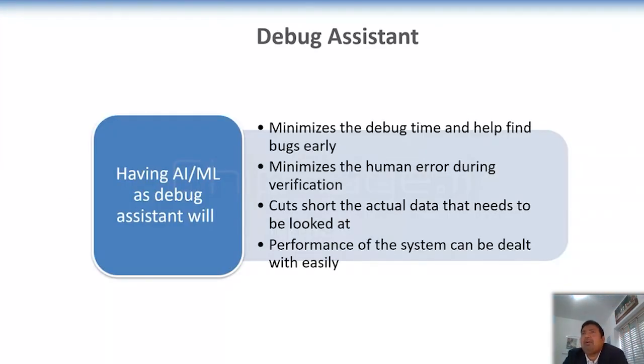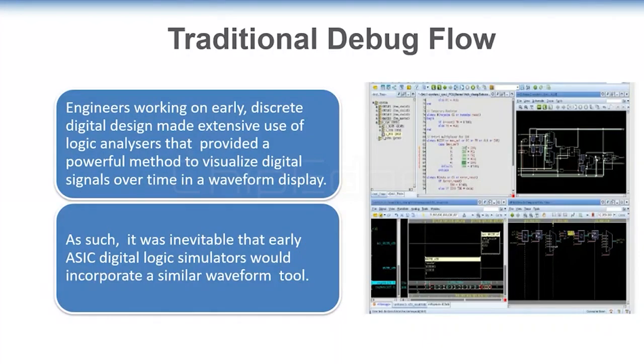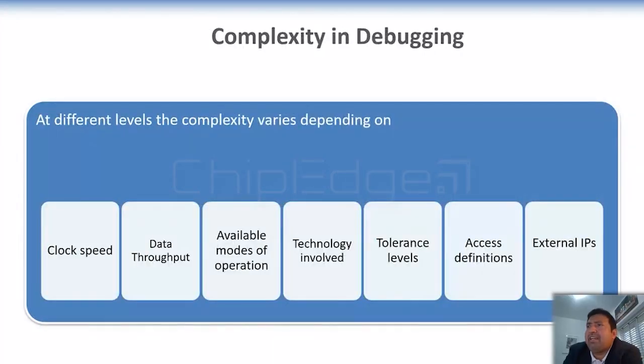Debug, many times you can use AI/ML to help you in the debug, to accelerate your debug, find the problem root cause. There are a lot of ways to do it. Many companies are working on it. Let's skip this. There are types of bugs. I think most of the people know the many types of bugs you will find: design bugs, connectivity bugs, timing issues, traditional debug flow, complexity in debug, right?